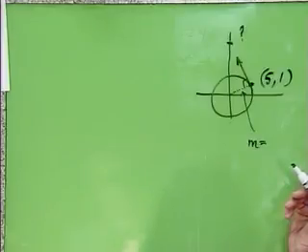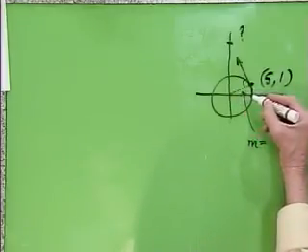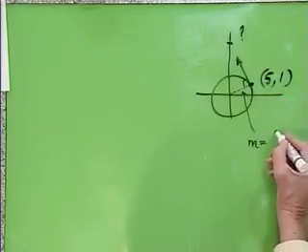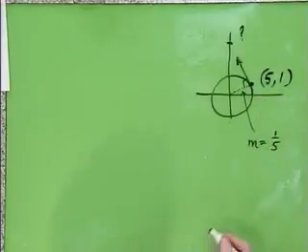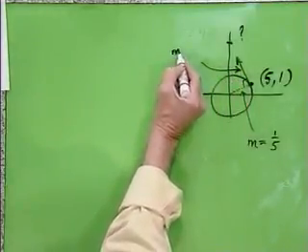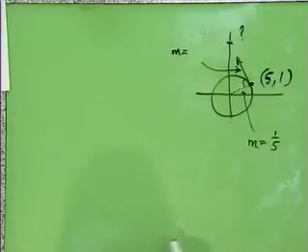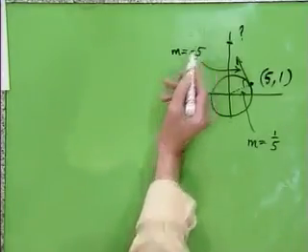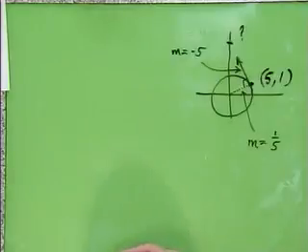It's 1/5. Because it looks like if we go over 5 and up 1, the rise is 1, the run is 5, the slope is 1/5. Now, with that information, I can figure out the slope of the path of the stone. What would it be? -5. Technically -5 over 1, but we could reduce it to be -5.